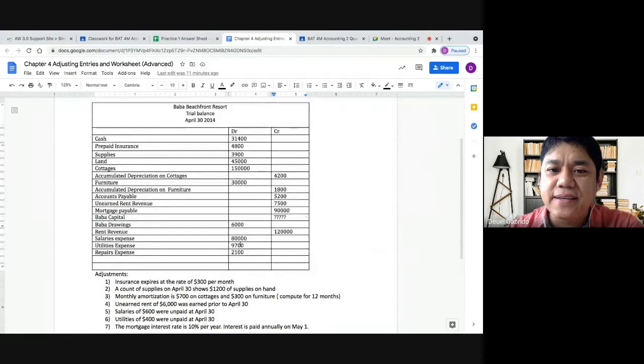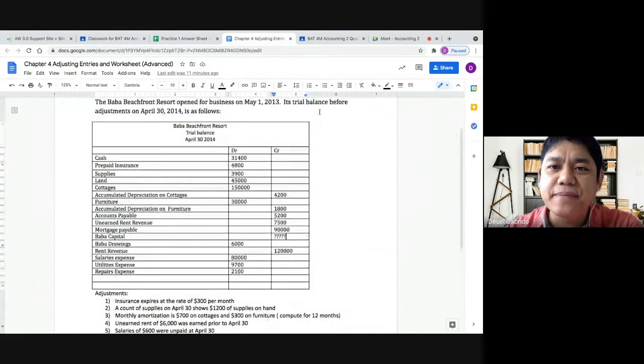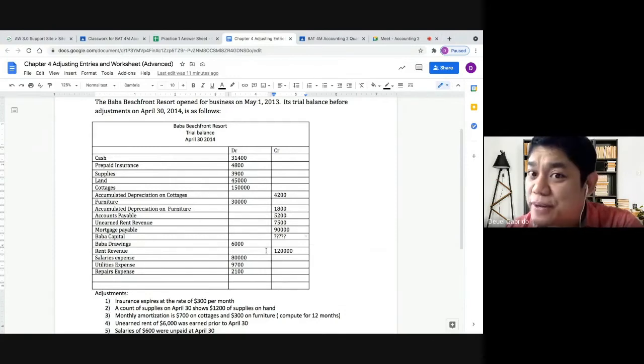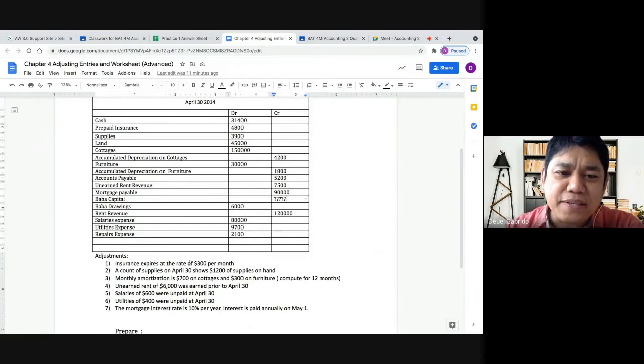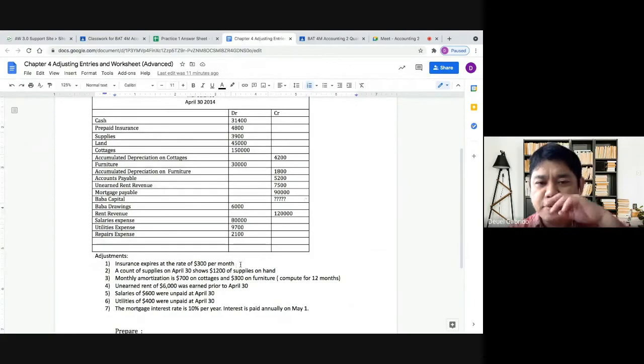What's the accounting period again, guys, if I ask you? Is it monthly, quarterly, semi-annually, or yearly? Based on the starting date and the ending date, it is yearly. Yes, very good. So in short, 12 months of adjustment. Insurance expires at the rate of 300 per month. So how much would be the insurance here?